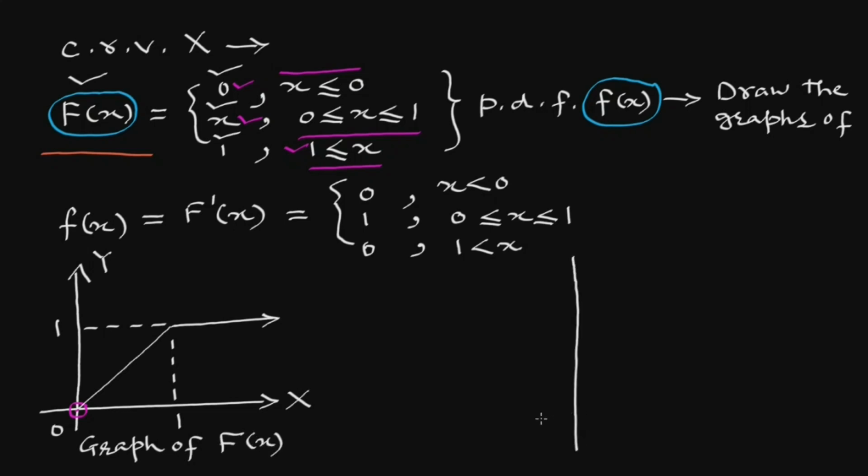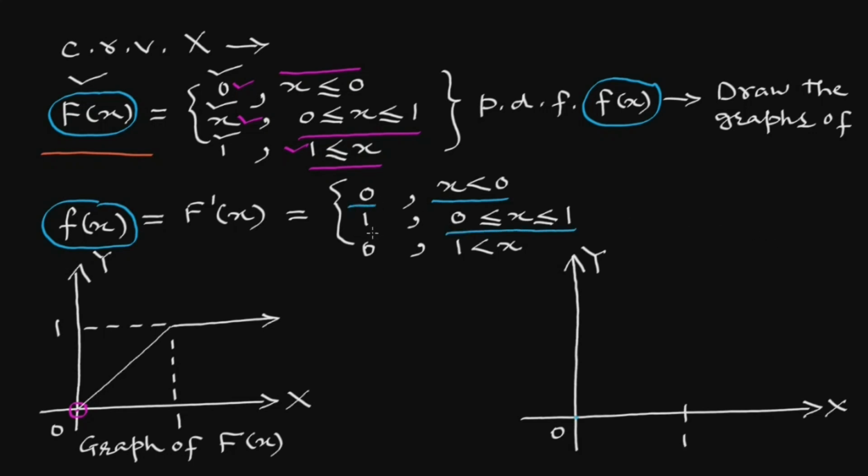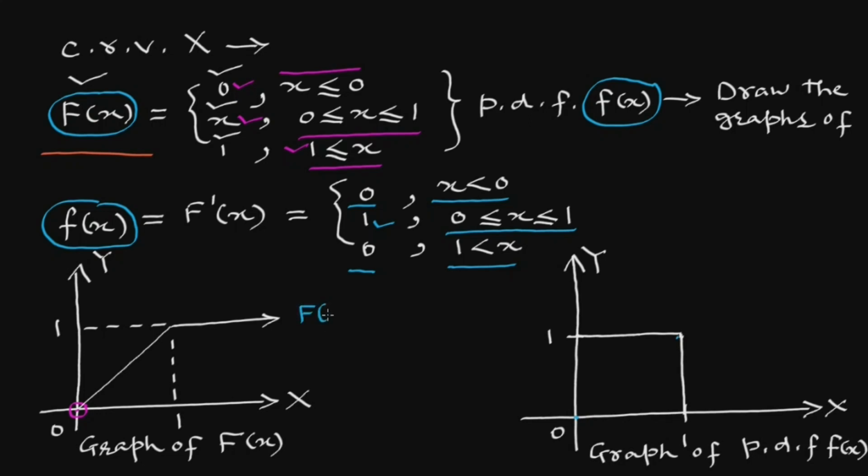Next we draw the graph of the probability density function small f(x). When x is negative, y is 0. When x is between 0 and 1, y is 1. So the graph here will be a horizontal line at height 1, and for x greater than 1, y is 0, which means it will be a vertical line like this. So this is the graph of the probability density function small f(x). This is the graph of capital F(x) and this is the graph of small f(x).